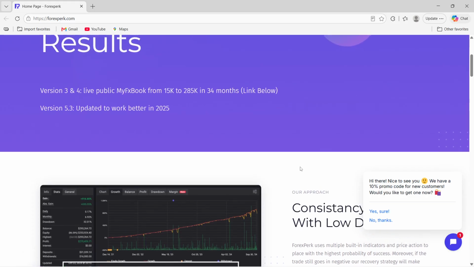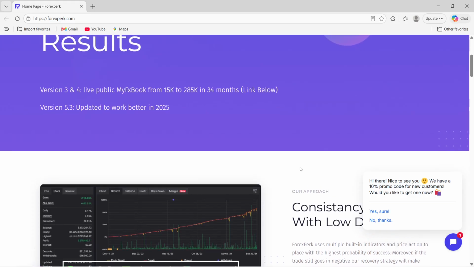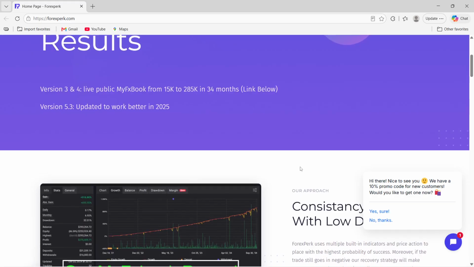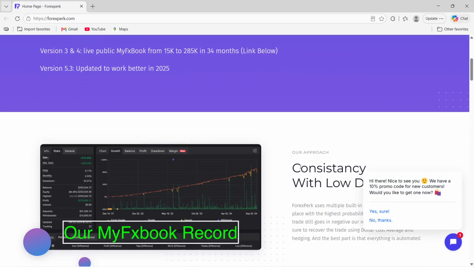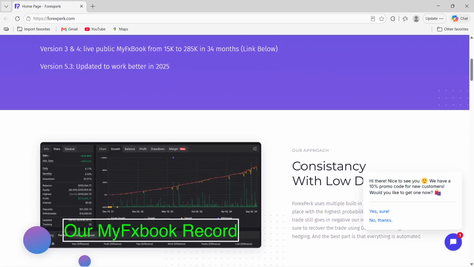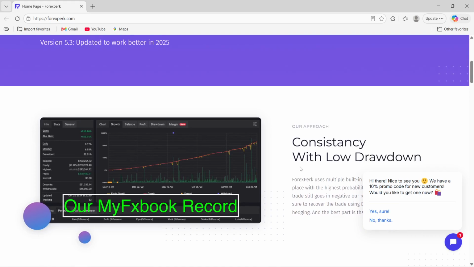Alright, so today we are looking at the ForexPerk EA for MT4 and MT5. This is a multi-pair automated trading system. So let's research what it offers and give you a balanced view.